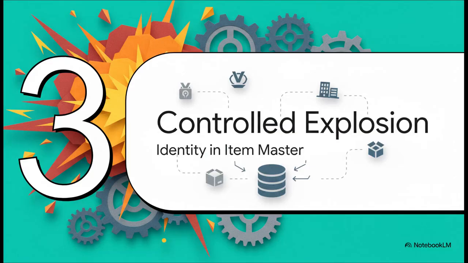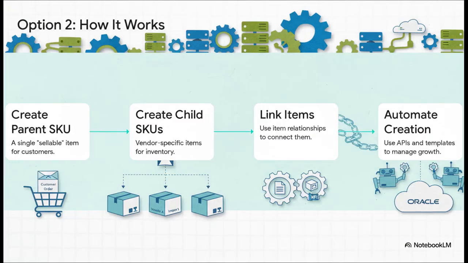All right, let's switch gears to strategy number 2, the controlled explosion. Now, it sounds a little dramatic, I know, but unlike our first option, this one attacks the problem head-on in the item master, and that word controlled is everything. It does it in a really structured way. Here's the architecture. Your customer only ever sees and orders one sellable parent SKU. That's it. But behind the scenes, in your inventory, you create separate child SKUs for your major vendors, like SKU 123 domestic or SKU 123 import.